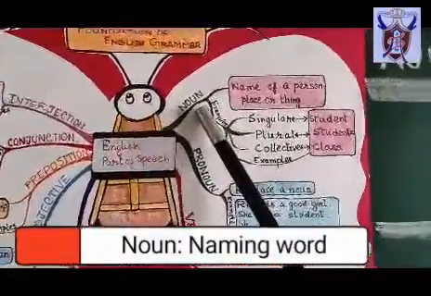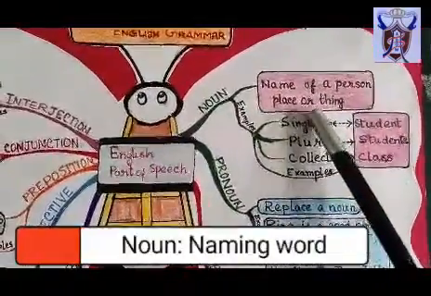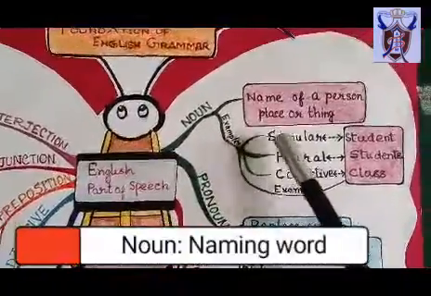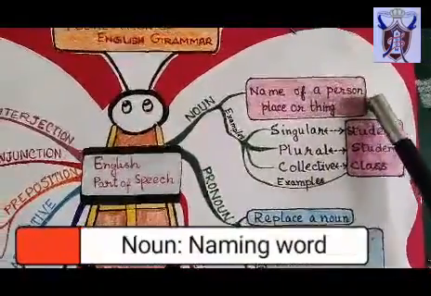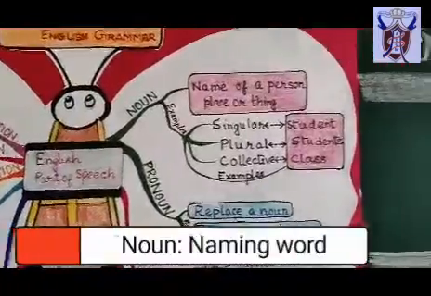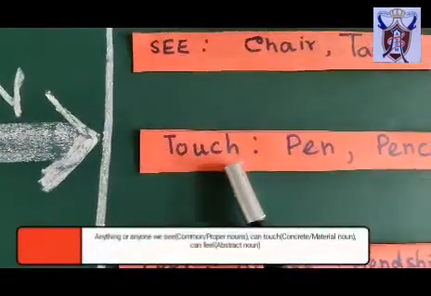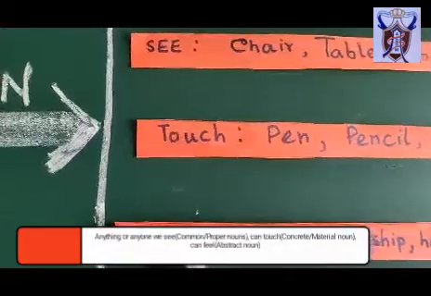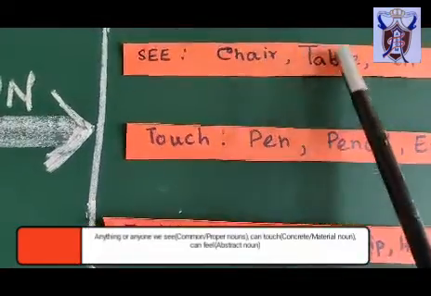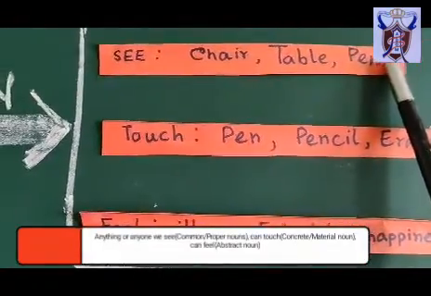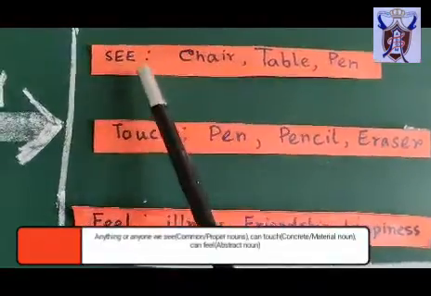Starting from the first one, that is noun. Noun is the name of a person, place or thing. The examples can be singular, plural or collective, but we are not going into this part. I will only say how you will find out what is a noun. How will you identify which is a noun? When we see or touch or feel, we can identify the noun. As we know, noun is the name of anything. Chair, table, pen have their own shape and we have given a name to those particular things. So we can see that it is a noun.